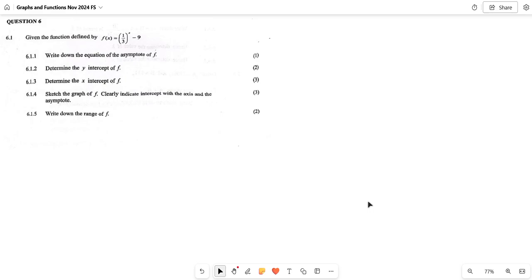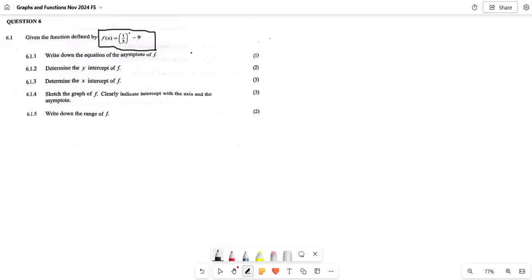Question number 6.1 says: given the function defined by f of x is equal to (1 over 3) all to the power of x minus 1. Candidate learners, before you do anything to the given function, you must first know what type of function you are dealing with. In this case, the examiner was lenient and gave us only one function to deal with, f of x. Now, what type of function is it?